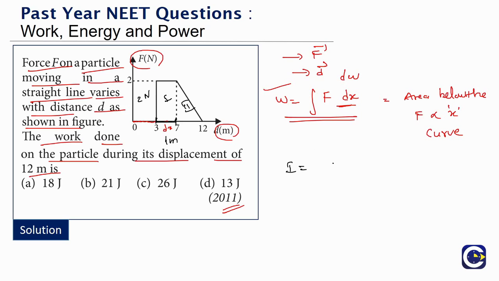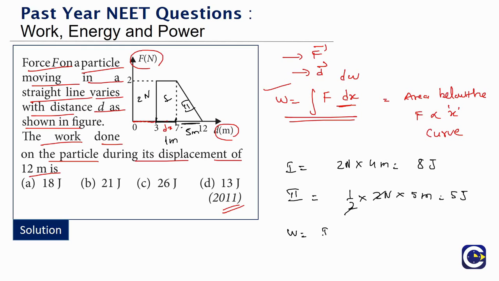So in this case the work will be what? 2 newtons into 4 meters, that will be equal to 8 joules. For part 2, which is a triangle, base will be 7 to 12, means base is 5 meters and height again is 2 newtons. So what is the area of the triangle? Half into 2 newtons into 5 meters. So 2 is cancelled. This is 5 joules.